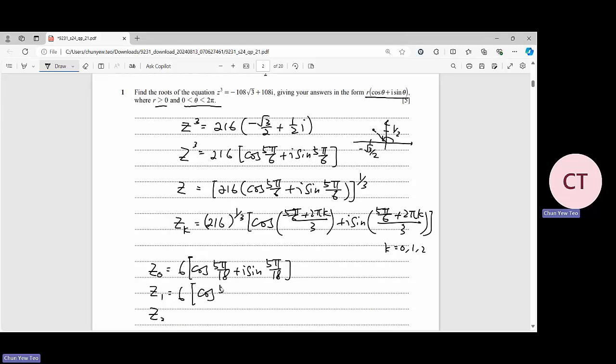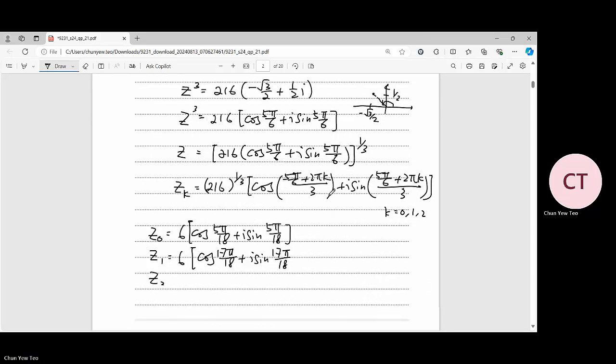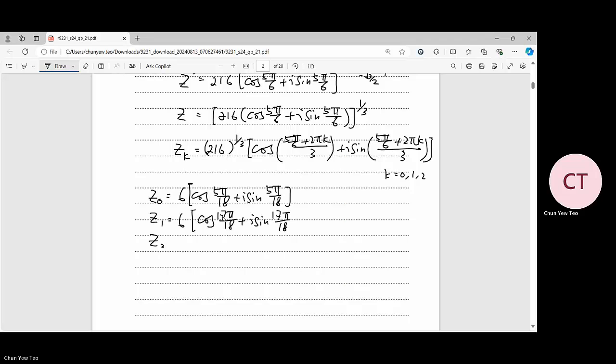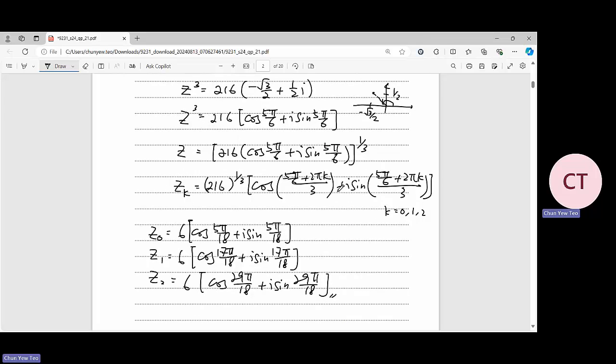Also, just use your calculator. You will get z1 as 6 cos of 17 pi over 18 plus i sine 17 pi over 18. Then the last one will be 6 cos 29 pi over 18 plus i sine 29 pi over 18. Done. That will be the answer for question number 1.